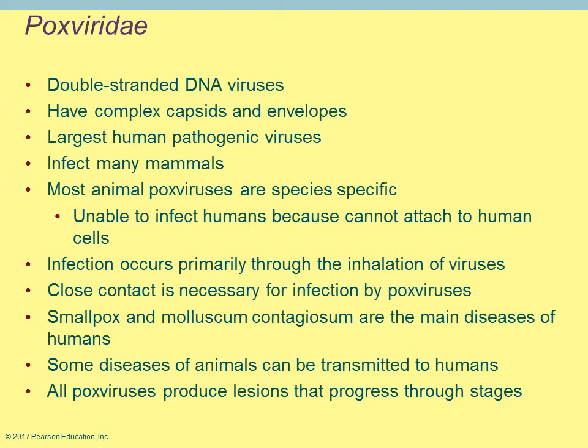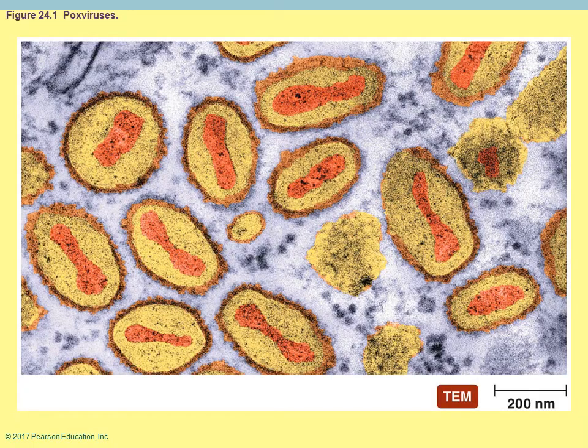Pox viruses tend to produce lesions as the disease progresses through various stages, and that's part of where it gets its name from. You can see on this picture of an electron micrograph, because remember, you've got to have an electron microscope in order to see the viruses. They are so small. This is considered large in terms of relative size for viruses, but you can definitely see that it does have an envelope. It does have a large capsid around it.